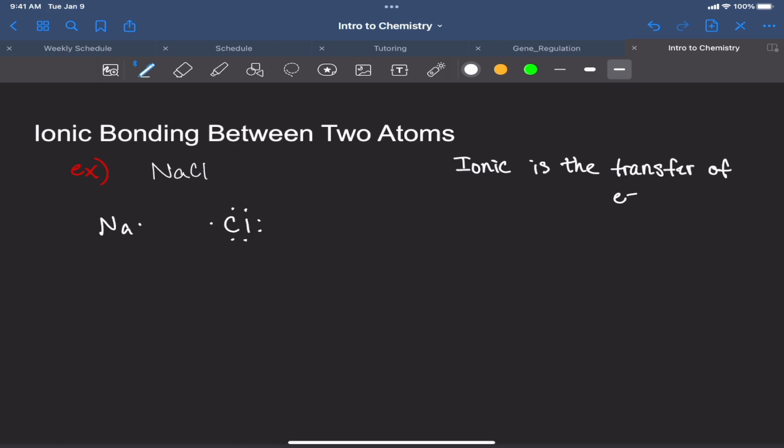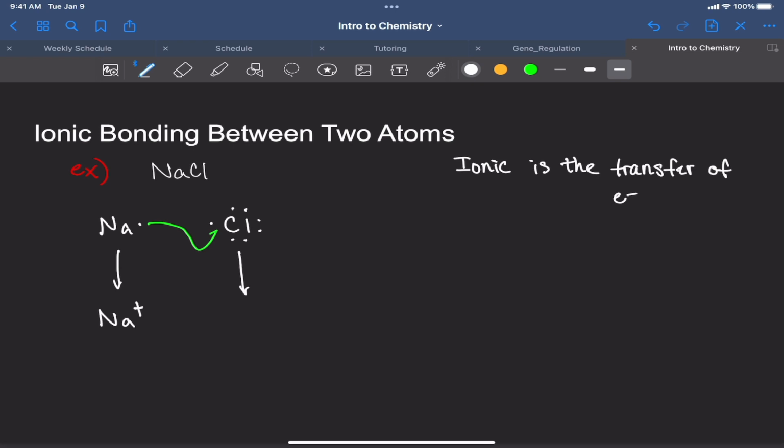But anyways, what's going to happen, right? This is the transfer, they're not sharing. So chlorine is very electronegative. We're going to get into what that term means in a second. It's going to steal the electron from sodium. So we can draw that in. And what we end up getting is a sodium without any valence electrons. It'll have 1 more proton than electron, so it'll have a positive charge.